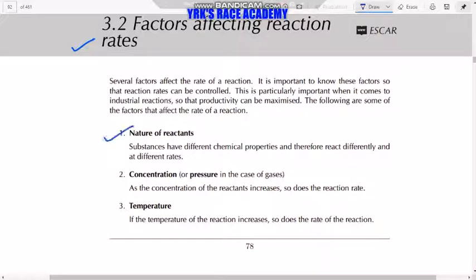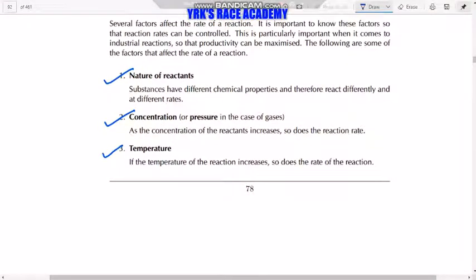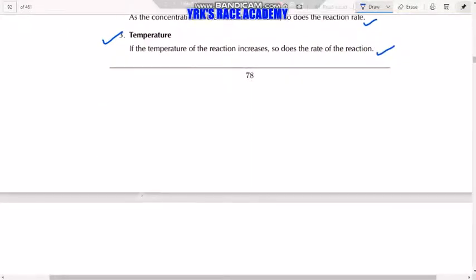They are the nature of reactants, the concentration of the reactants, or the pressure of the gases when gases are taken in the reaction, and the temperature is also one of the important factors. The nature of reactants impacts the rate because substances have different chemical properties, so they react differently at different rates. In the concentration case, when the concentration of reactant increases, the reaction rate increases. When the temperature of the reaction increases, the rate of reaction also increases.